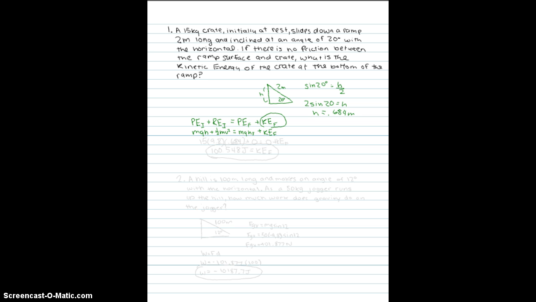So, if you want to plug in some numbers, we got 15 mass times gravity, 9.8, times height, 0.684, plus 0 equals 0 plus kinetic energy final. So you get 100.548, that's going to be in joules because it's energy, equals kinetic energy final. That's a little bit of energy for you right there. What a problem.